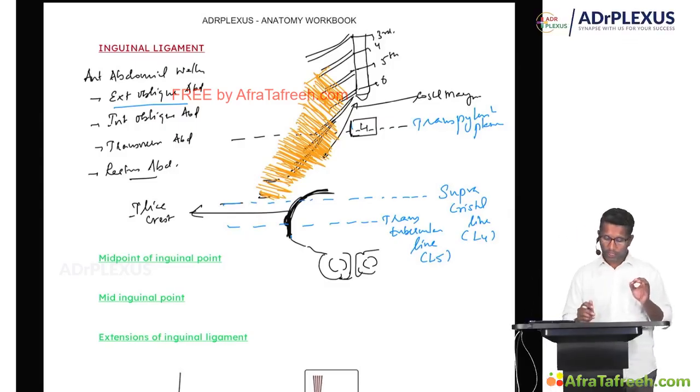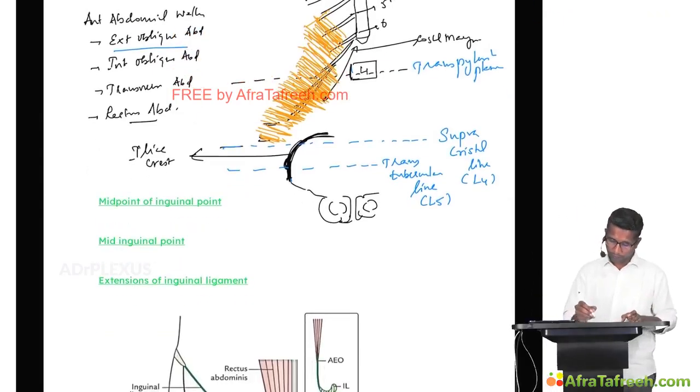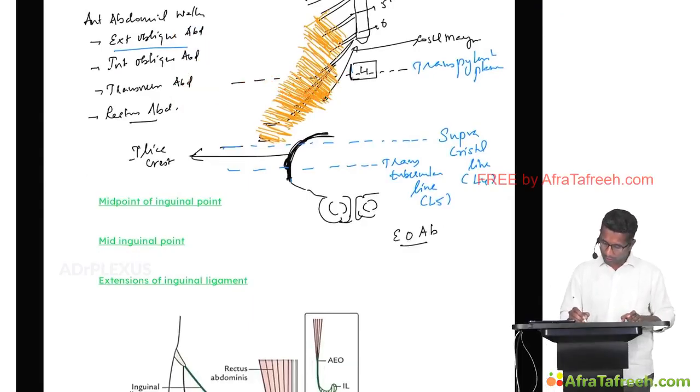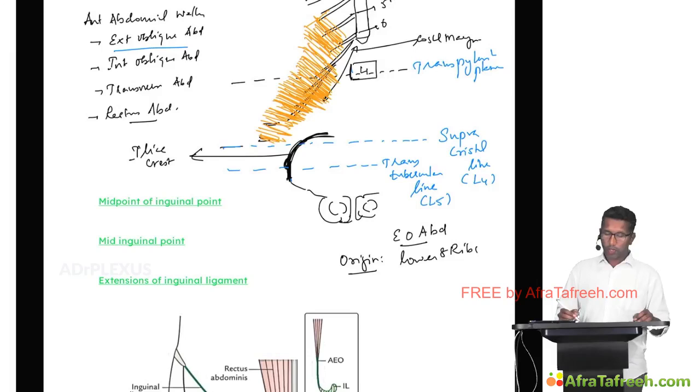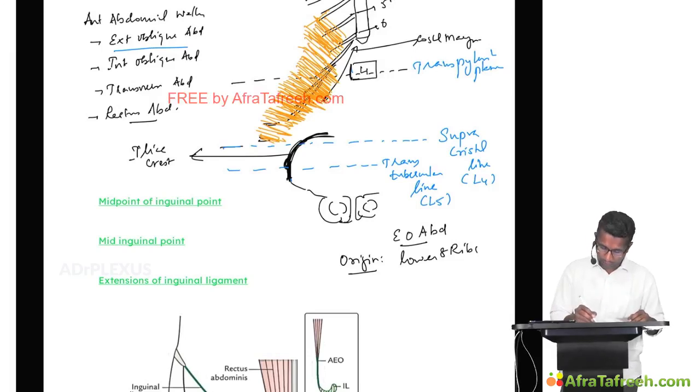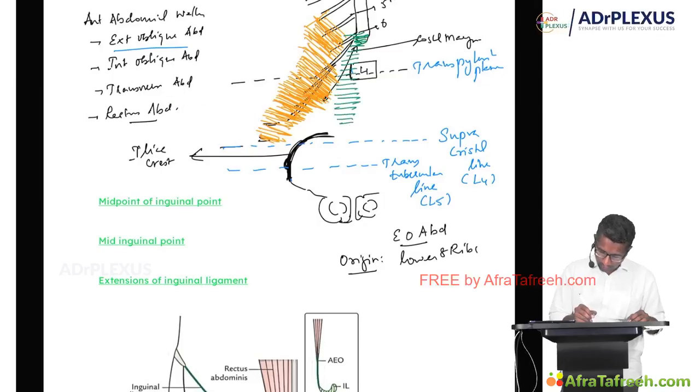The external oblique abdominis muscle takes its origin from the lower 8 ribs. It runs downwards and medially, and it gets inserted into the xiphoid process and into the linea alba.